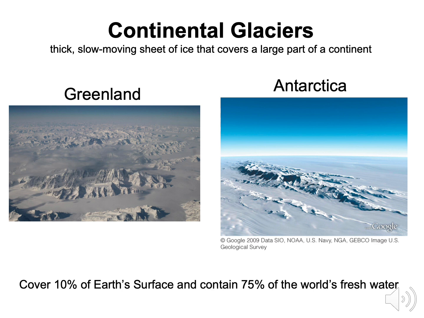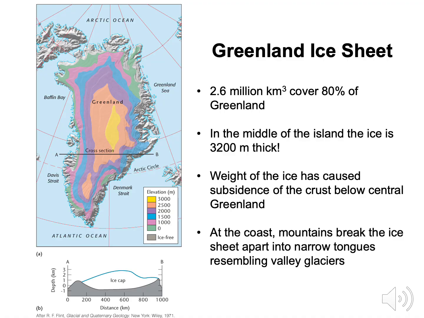Continental glaciers only cover about 10% of Earth's surface, but they contain enormous reserves of fresh water. So they contain approximately 75% of the world's fresh water. Let's go ahead and take a closer look at both the Greenland ice sheet and the Antarctic ice sheet. Let's start with the Greenland ice sheet, which I have up on the screen.